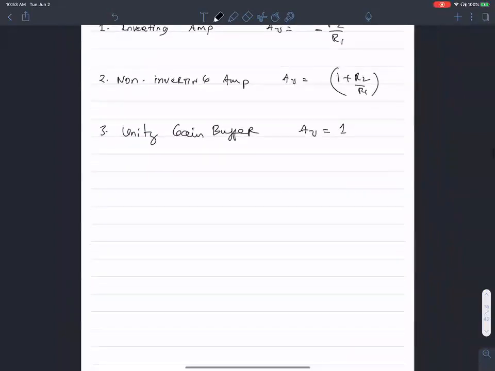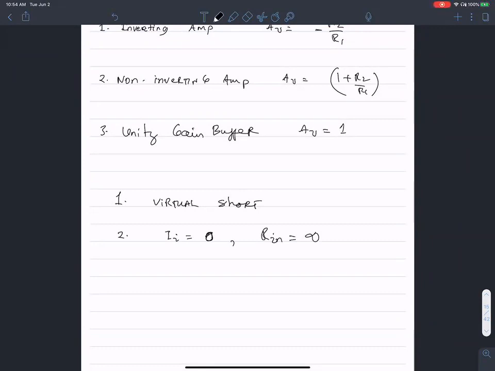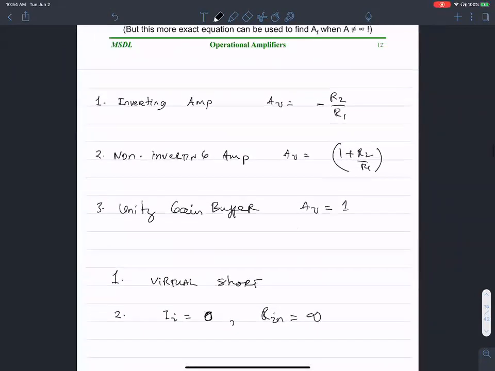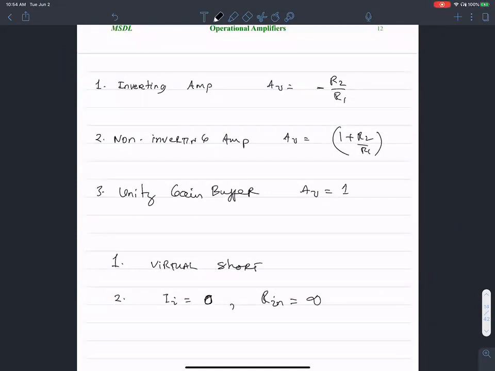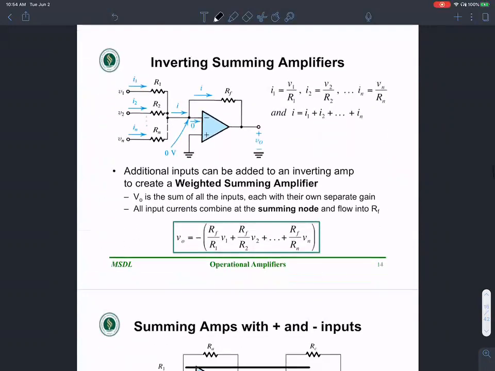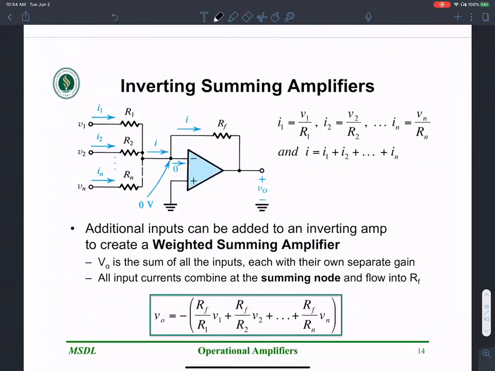All of these are based on 2 principles. The first thing is the virtual short. The second one is that the input current I is 0 because our input resistance is infinity. So all the current is routed around the operational amplifier, setting up voltages and currents that give us the behavior that we analyzed here. That's the idea of operational amplifiers used as unity gain buffers, non-inverting amplifiers, and inverting amplifiers.